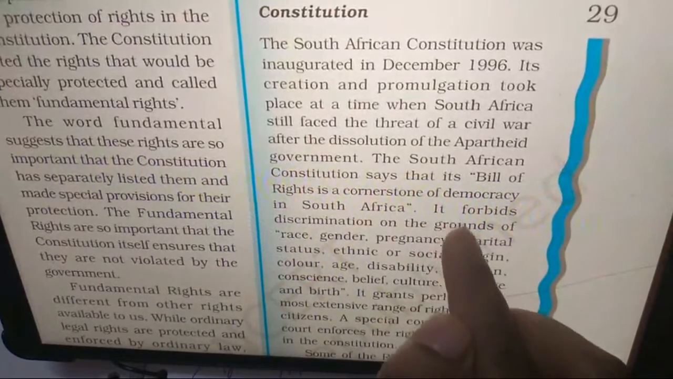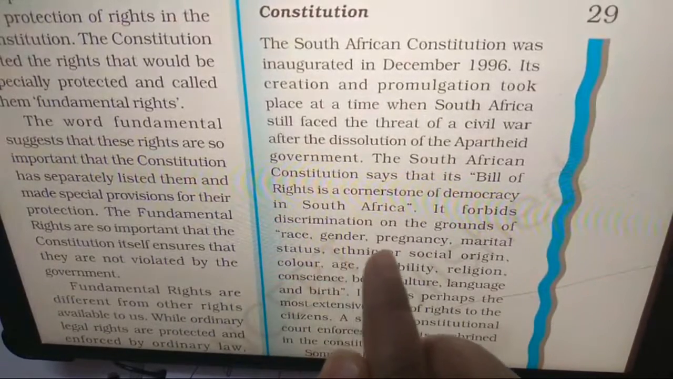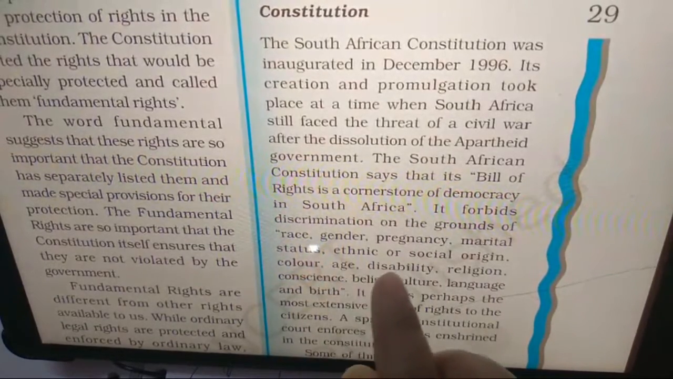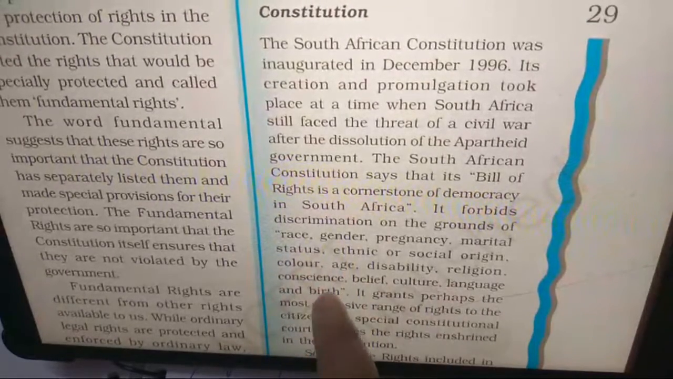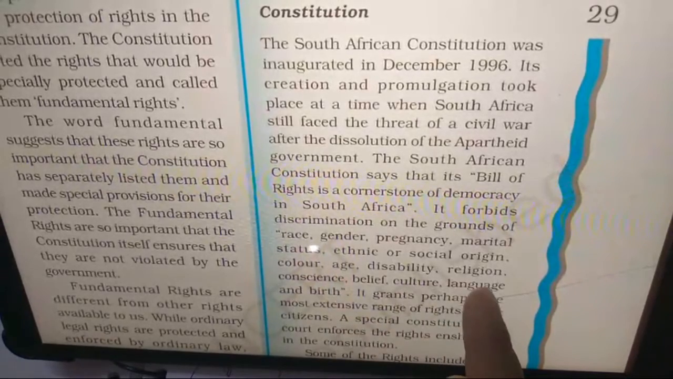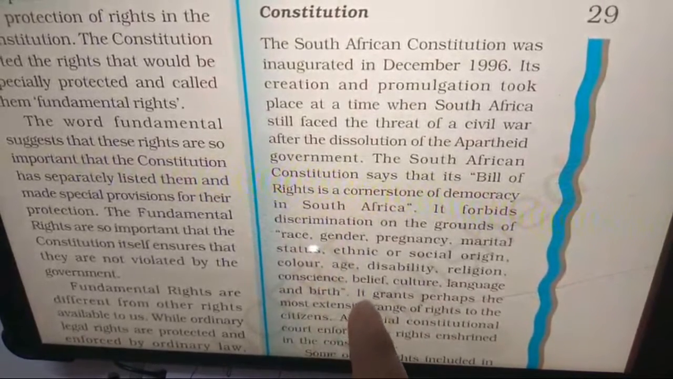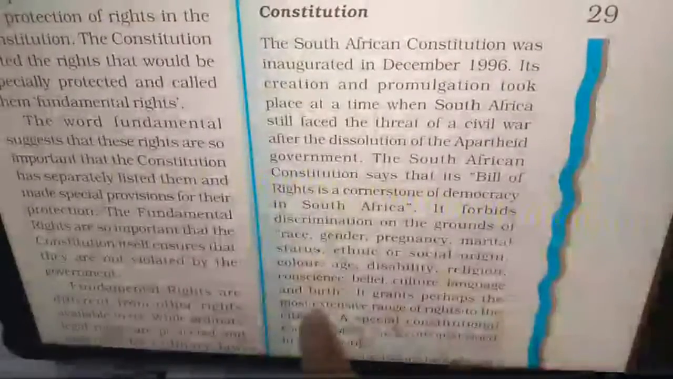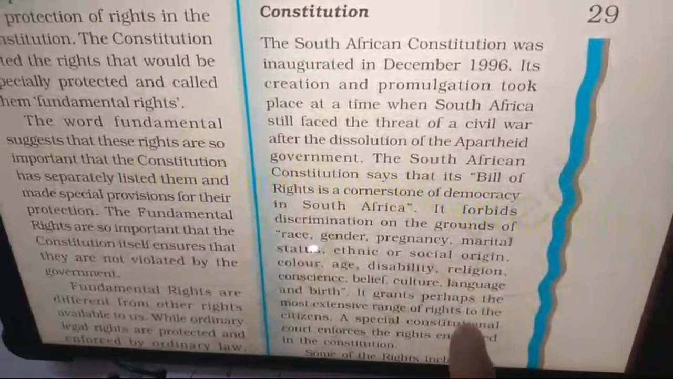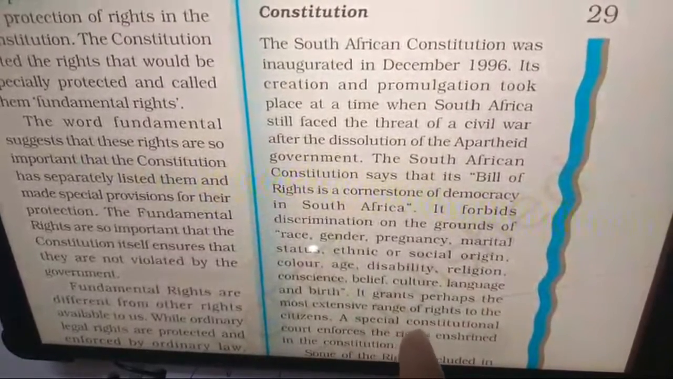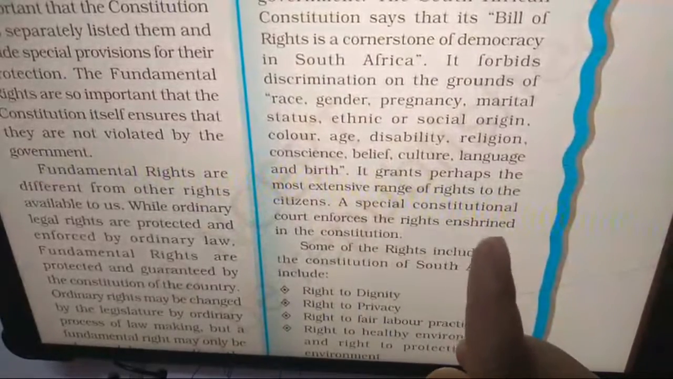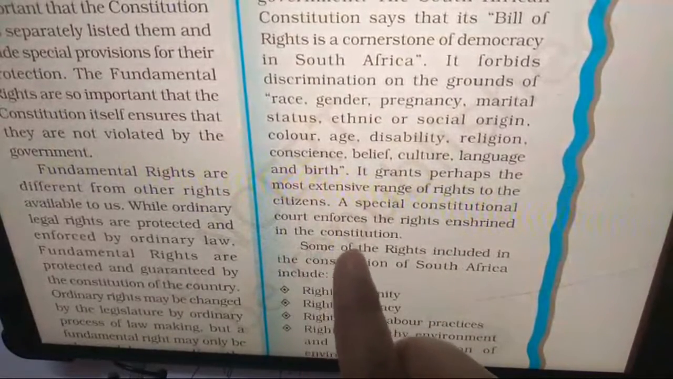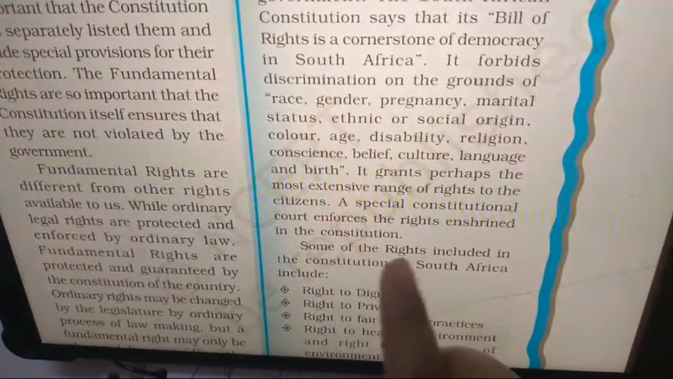It forbids discrimination on the grounds of race, gender, pregnancy, marital status, ethnic or social origin, color, age, disability, religion, conscience, belief, culture, language, and birth. It grants perhaps the most extensive range of rights to the citizens. A special constitutional court enforces the rights enshrined in the Constitution.